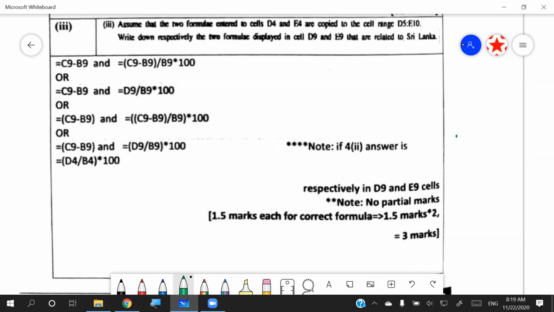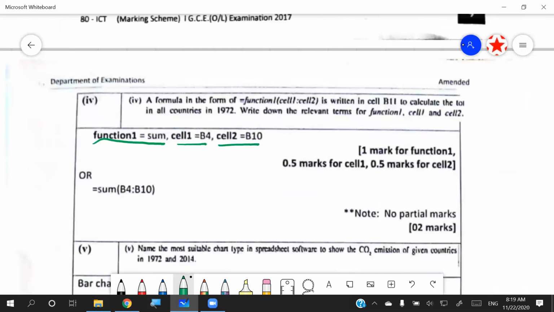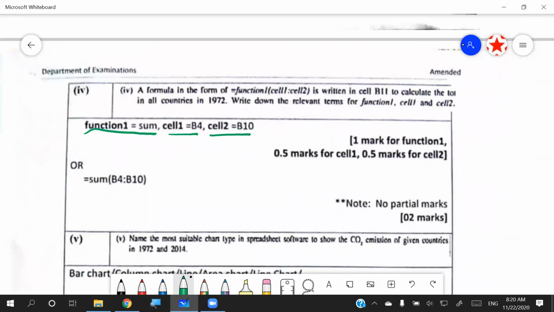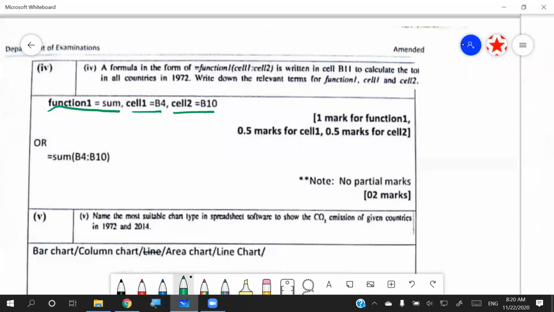Right, great. So the fourth part is about having the additions. It can be something like this: Function 1 is equal to sum, cell 1 is B4, cell 2 is B10, or else you can write the formula straight away, equal sum B4 colon B10.